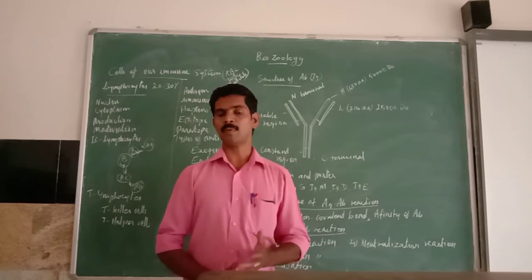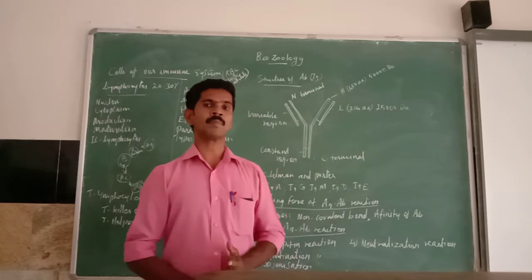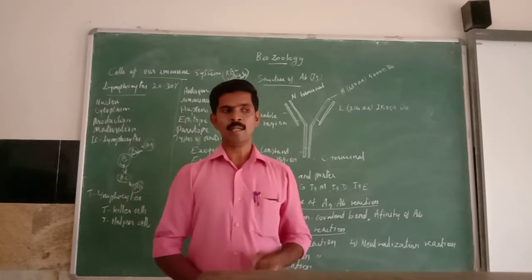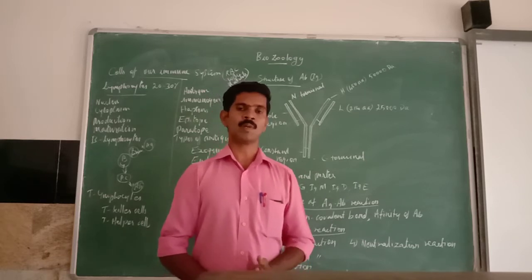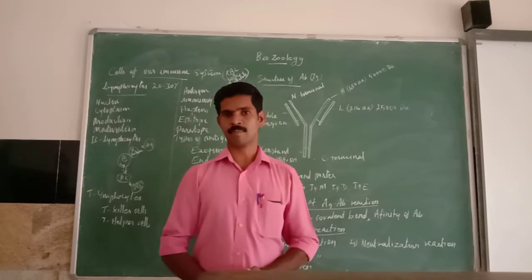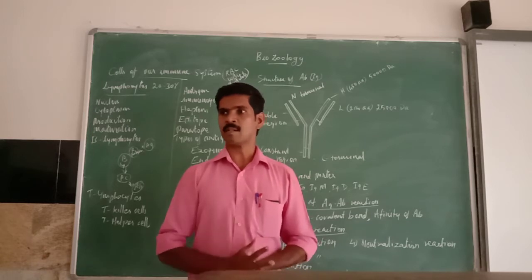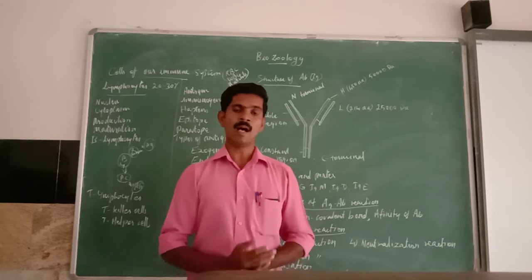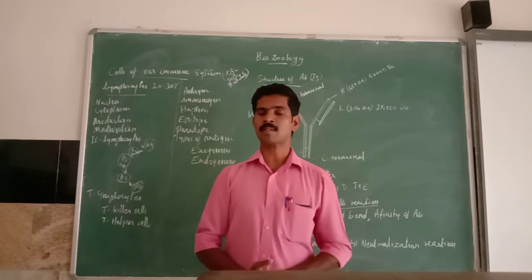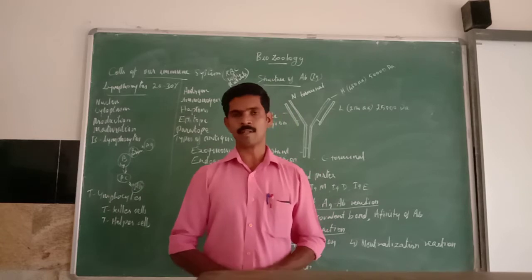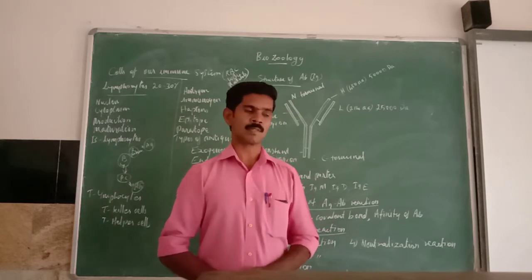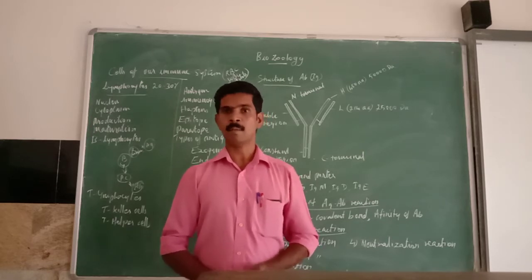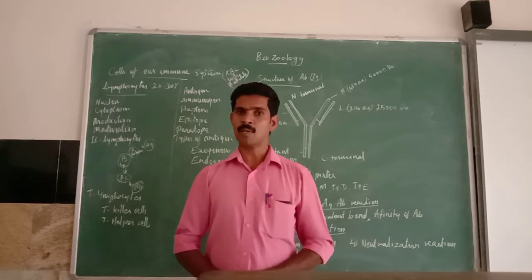The lymph node and spleen are the important secondary lymphoid organs. Then thymus and bone marrow are the important primary lymphoid organs. In the last class we studied the structure of all these lymphoid organs, and we also studied some important lymphoid tissues, for example the Peyer's patches, tonsils, MALT, GALT, BALT. These are some of the lymphoid tissues.